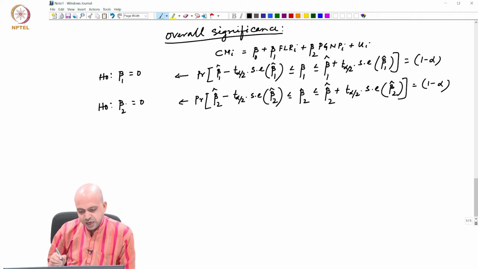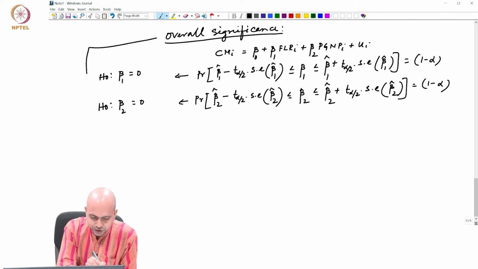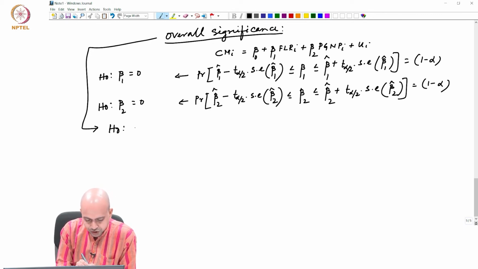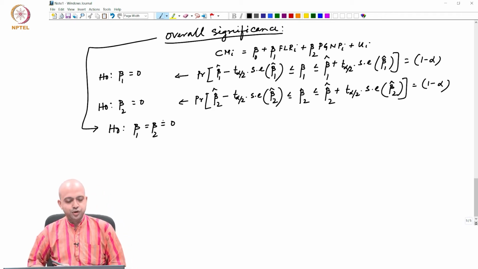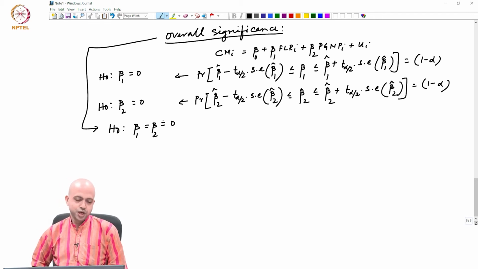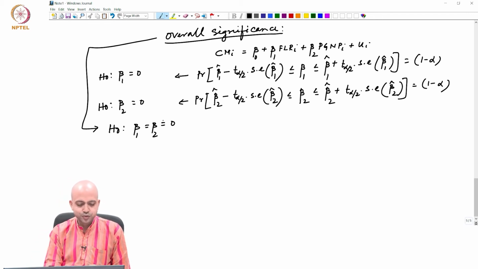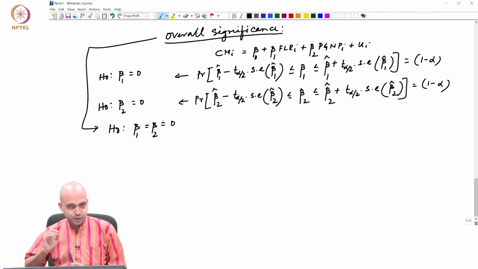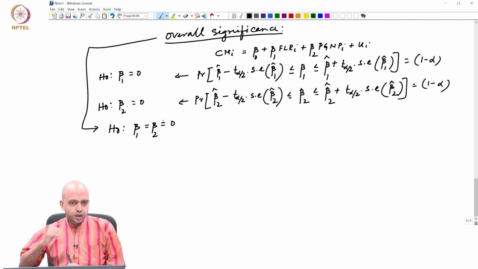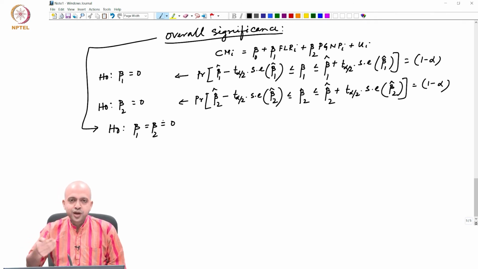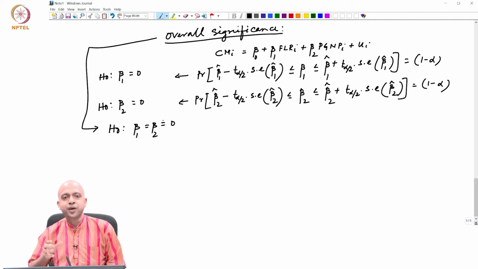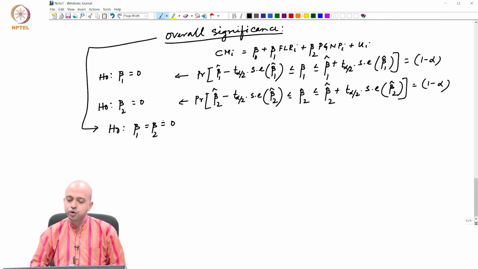0. But now, when we talk about overall significance of the model, let us say that our null hypothesis is beta 1 equals beta 2, this becomes 0. This is our null hypothesis for testing overall significance of the model. That means what we are saying, combinedly FLR and PGNP do not have any significant impact on child mortality rate.